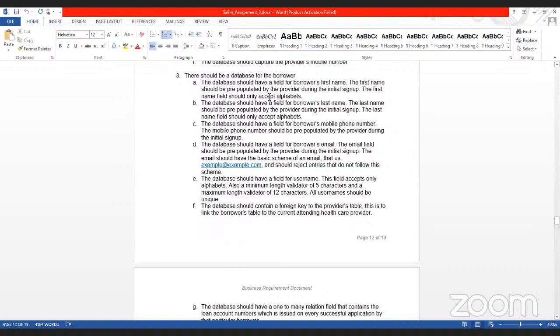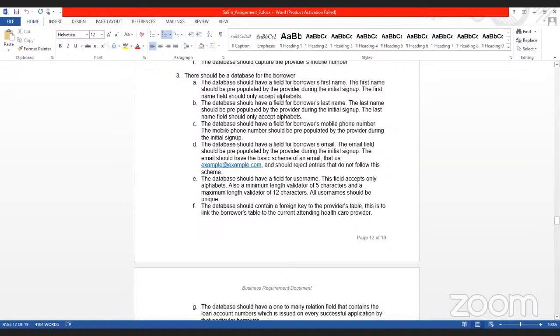The name should only be in alphabets. That's for both first and last name. There should be mobile numbers, and the mobile numbers should be pre-populated. So the first information, that is the mobile number, first name, last name, and the email, with the email also following the basic structure of an email. If it doesn't follow that structure, it's rejected.